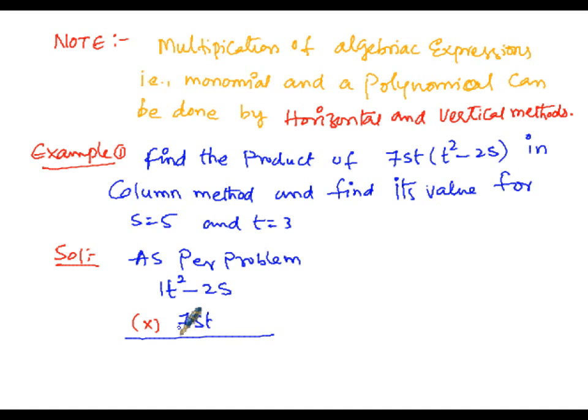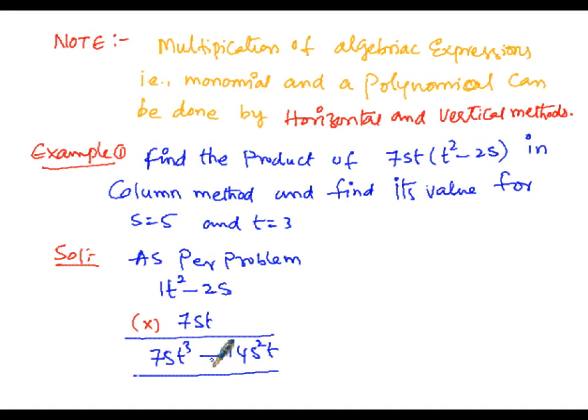7 times 1 is 7, then s as it is, because there is no s in the first term. Then t into t square is t cube, because t's exponent is 1 and t square's exponent is 2, overall 2 plus 1 is 3. The sign is positive, plus into minus is minus, 7 times 2s. Now we multiply the monomial with the second term: 7 times 2 is 14, then s into s is s square. Here only t is there, let us write t as it is.